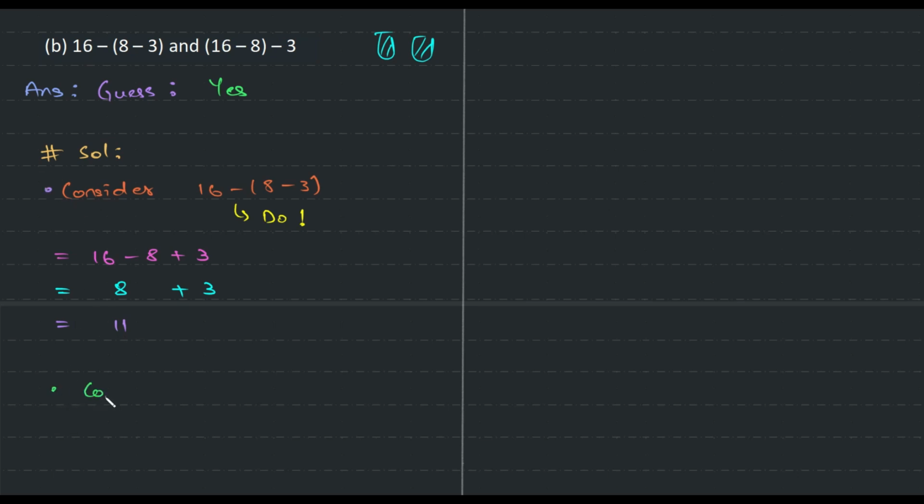And now I'll consider 16 minus 8 minus 3. In this case, I'll solve the brackets first. So 16 minus 8 is 8. Then we have minus 3 left. This is 5. And my guess was wrong.